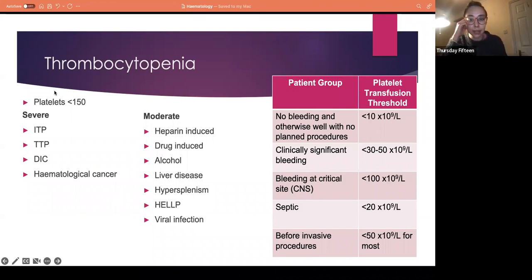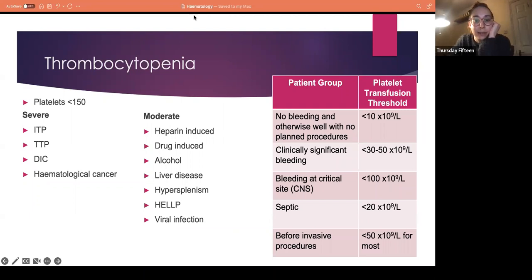I've made this table. It isn't like the law, but it's a good rule of thumb generally for when you transfuse platelets. So if the patient's not got any bleeding and is otherwise well and doesn't have any planned procedures, you tolerate platelets of above 10 before you think, oh, I do really want to transfuse them now. If the patient has clinically significant bleeding, then you would transfuse them to get their platelets above 30 to 50. If the bleeding was at a critical site, i.e. it was in your brain or your central nervous system, then you'd aim for over 100. If they were septic, you'd aim for over 20. And if before an invasive procedure, you'd aim for over 50 as well.